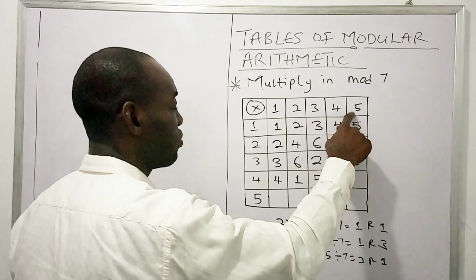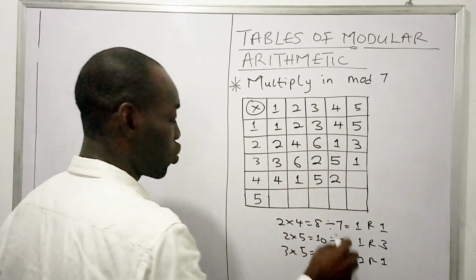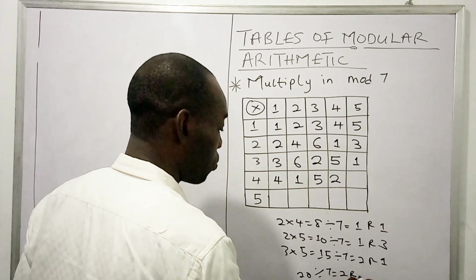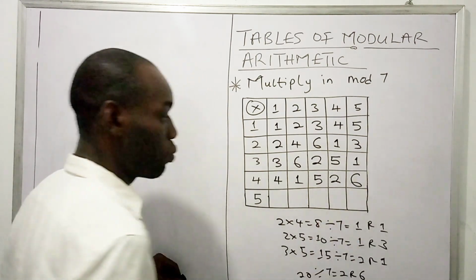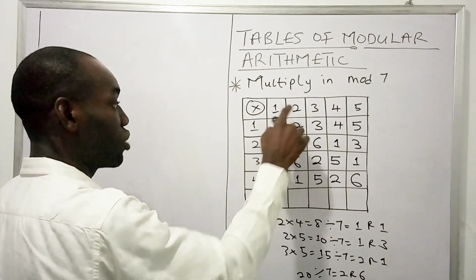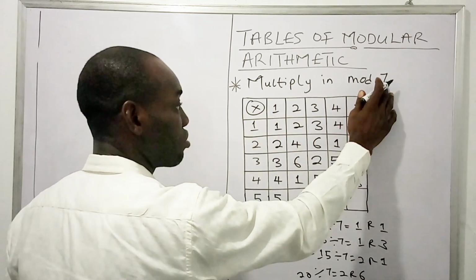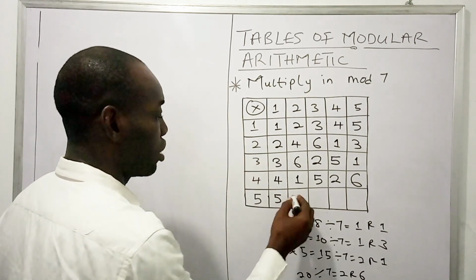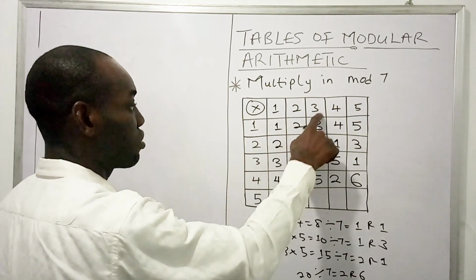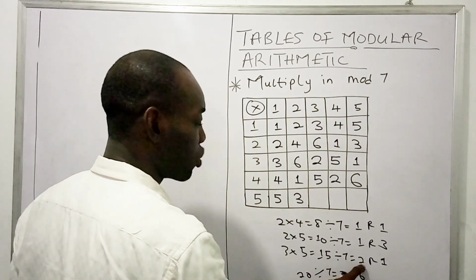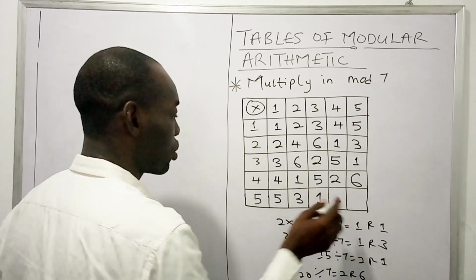4 times 5, that's 20. We divide the 20 by 7. That will give us 2 with a remainder of 6. The remainder is what we place down as well. 5 times 1, that will give us 5. 5 times 2, that's 10. We divide the 10 by 7 since the product is more than 7. That will give us 1 with a remainder of 3. Then 5 times 3, that's 15. We divide the 15 by 7. That will be 2 with a remainder of 1. The remainder is what we put down.